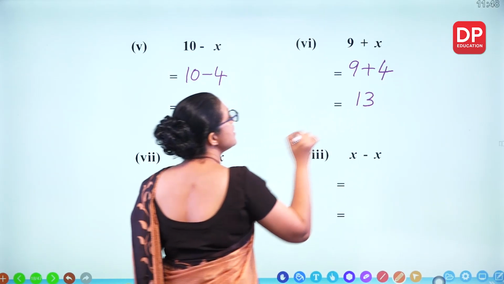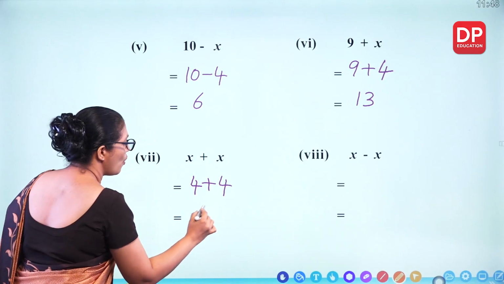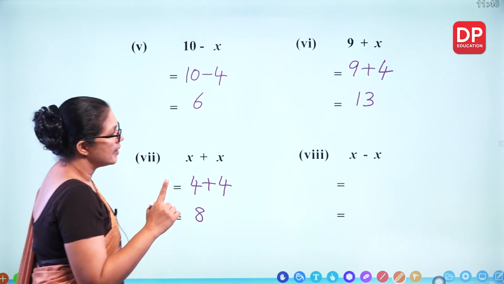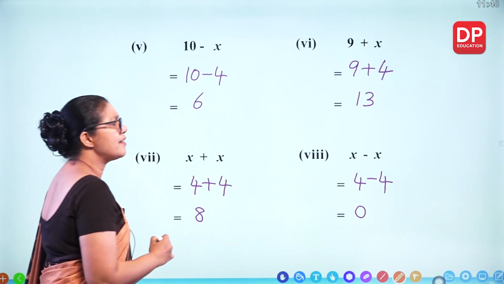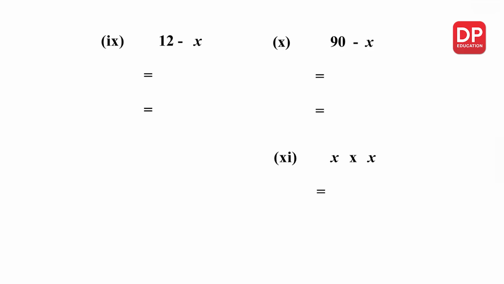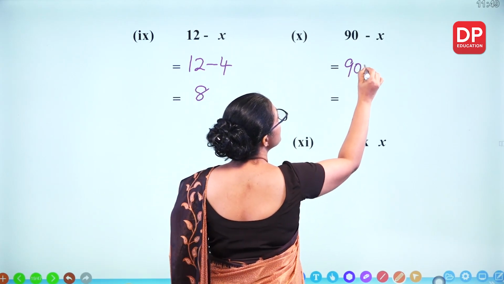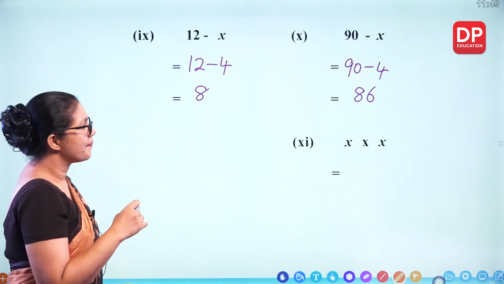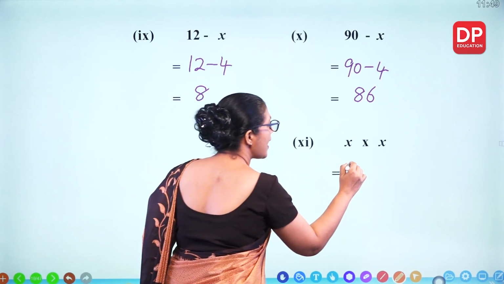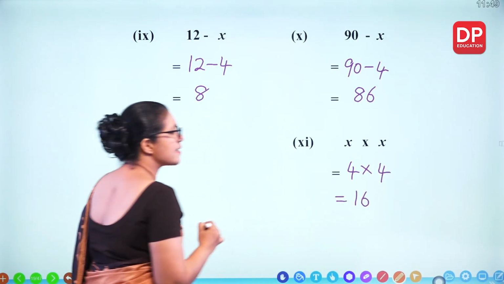X is 4. 9 plus 4. You get 13. X plus X. That means 4 plus 4. You get 8. 4 minus 4 now. That's 0. Still X equals 4. 12 minus 4. You get 8. 90 minus 4. You get 86. X multiplied by X. That means 4 times 4. You get 16.